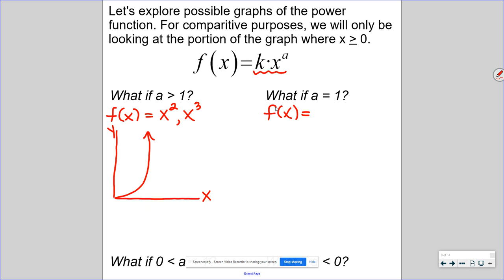Okay, let's keep going. What if in this setup a was exactly 1? Well, if a was exactly 1, that means you would have a function that's similar to the identity function. And hopefully you remember what the identity function looks like. It is a straight line going right through the origin, something like this.